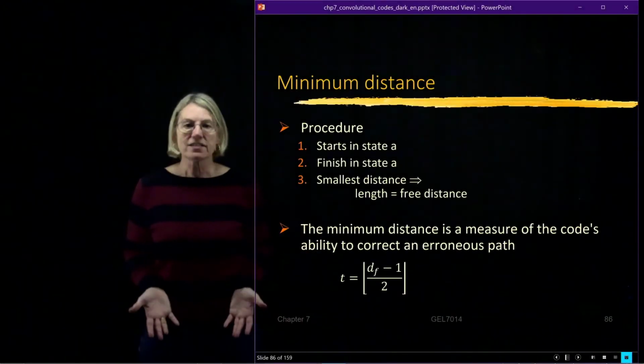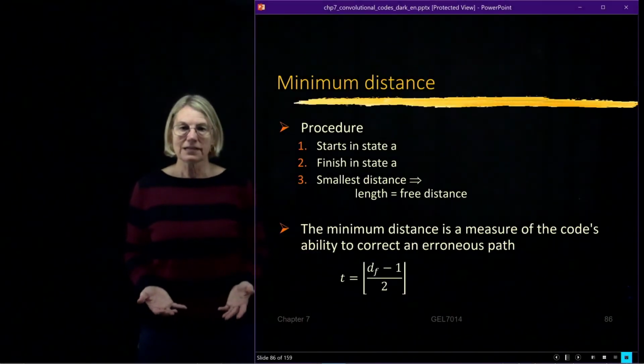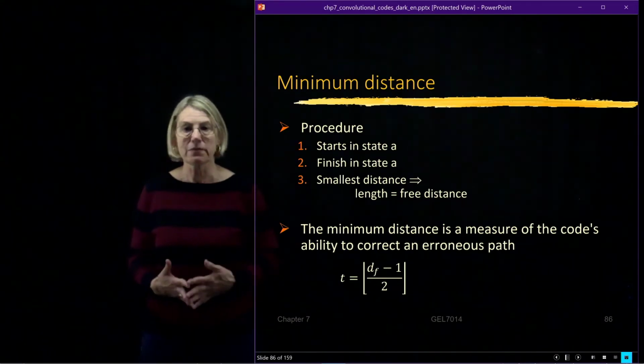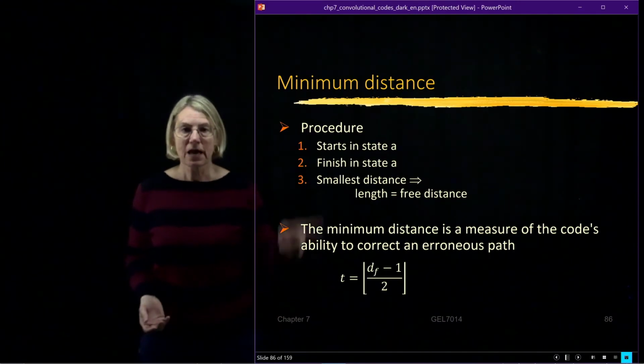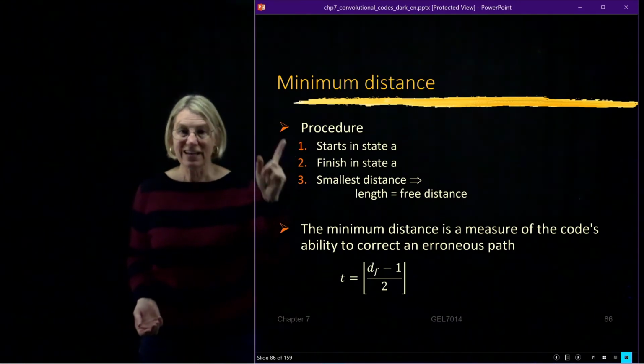So now that we've seen the concept of the minimum distance for a code, let's go through the mechanics. How do I find the minimum distance for a code? So, the procedure is quite simple. I start at state A, and I finish at state A.